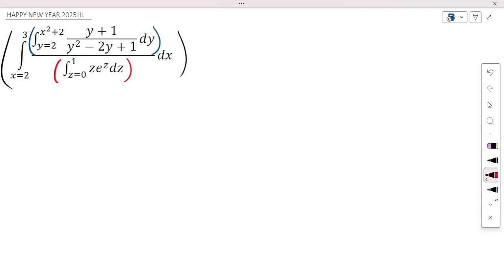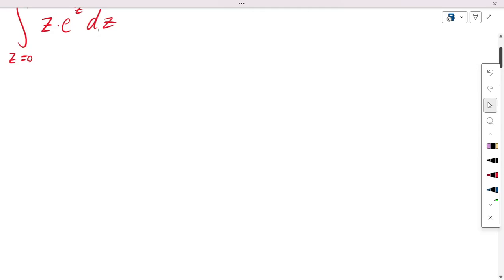So what do we have with the red one? We have the integral from z equals 0 until z equals 1 of z multiplied by e to the z with respect to z. Okay, it's a lot of z's. So let's just try and go up a little bit over here.